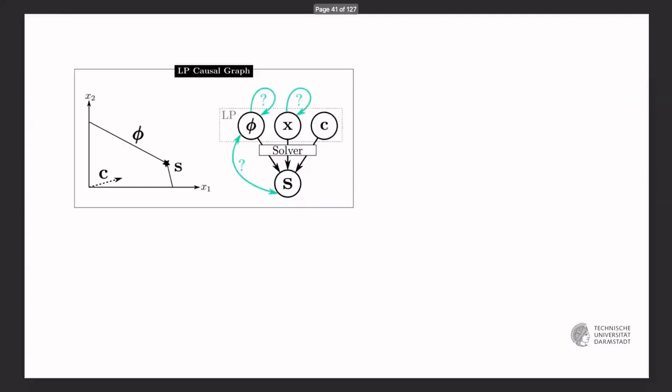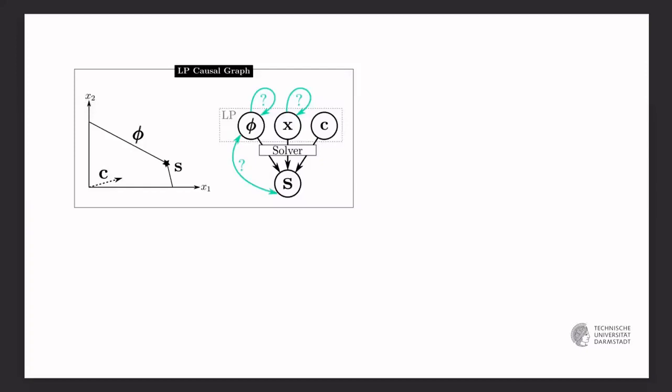So what we see here now on the left-hand side is just a schematic depiction of a linear program in two dimensions. We have these two decision variables, x1 and x2. We have a cost vector C, which is dictating where we want to push our solution. The star with the S is indicating the optimal solution, and the phi is defining the polytope. It's really the space of feasible solutions of your linear program.